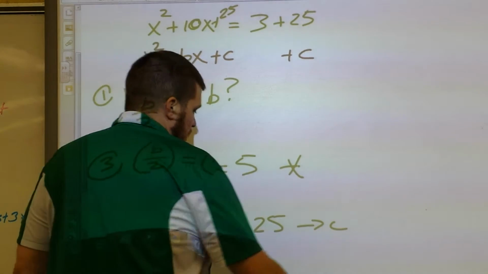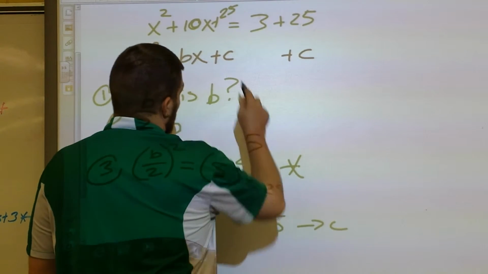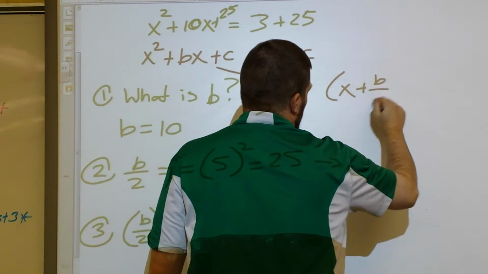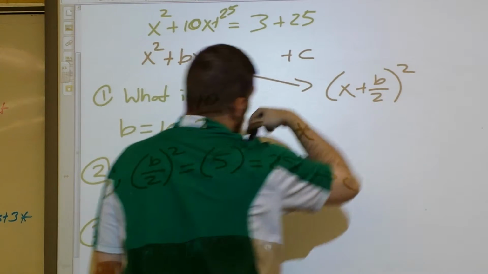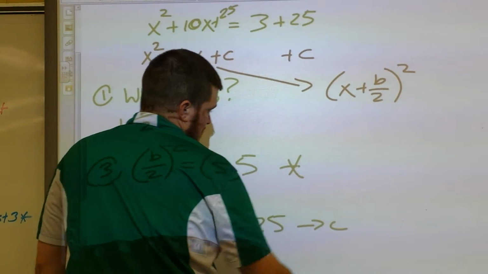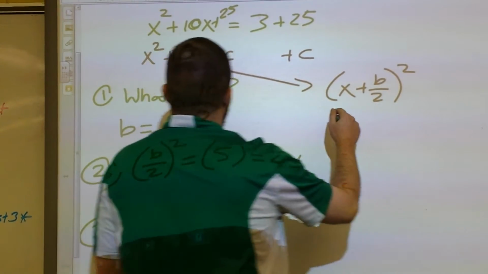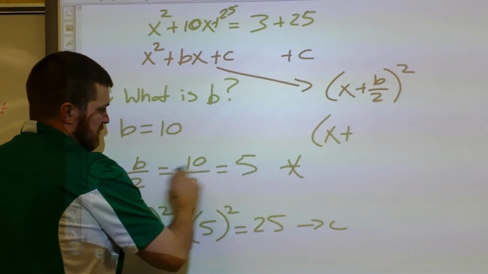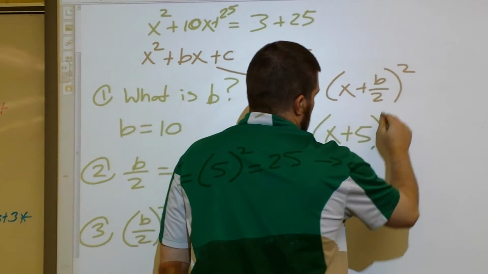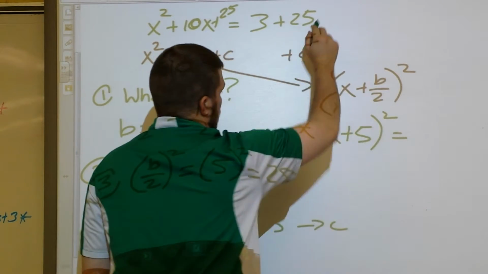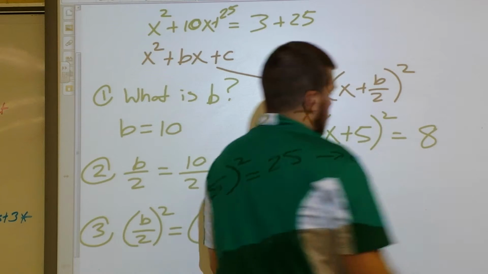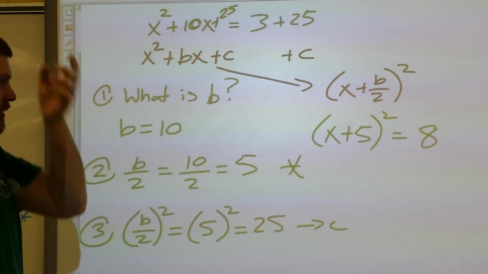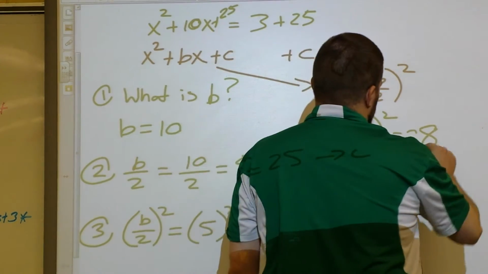And remember, my perfect square trinomial can be rewritten as the square of a binomial using the pattern x plus b divided by 2, squared. So for this particular problem, I have x plus 5, because that was b divided by 2, squared, and that's equal to 3 plus 25, which is 28. So completing the square lets me rewrite the left-hand side.